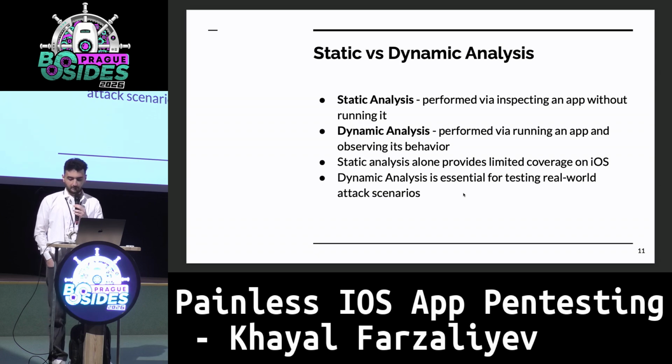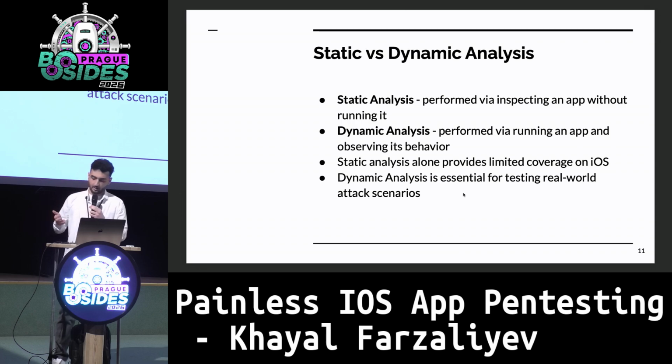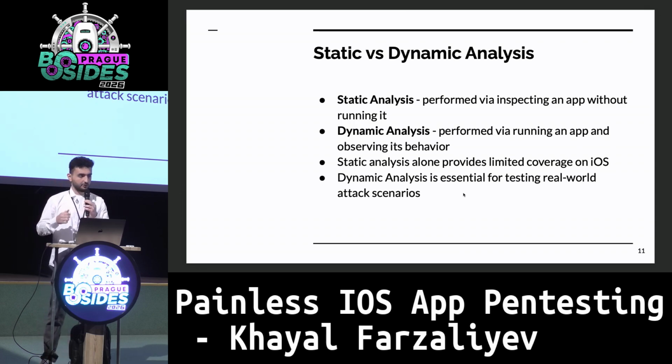Dynamic analysis is where the real insights come from. Running the app, watching it, interacting with it, and ideally hooking into it so you can see what it is actually doing at any point in time. That's where you find the interesting bugs. In a good audit, you do both. You start with static analysis to get a map of the app, then you move on to dynamic analysis to actually test its runtime behavior.